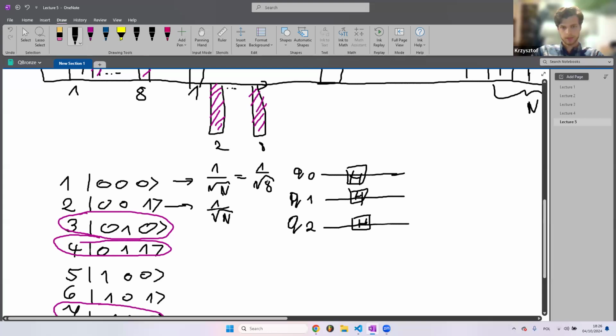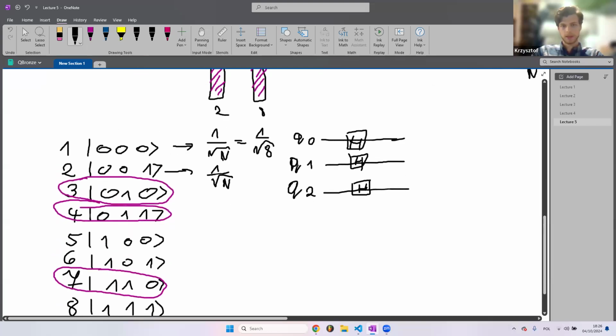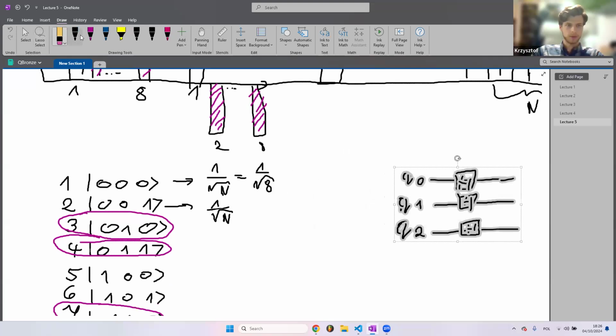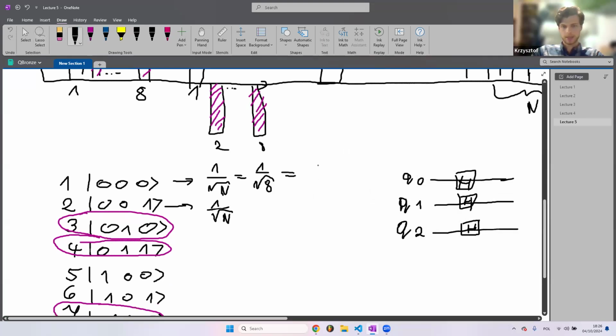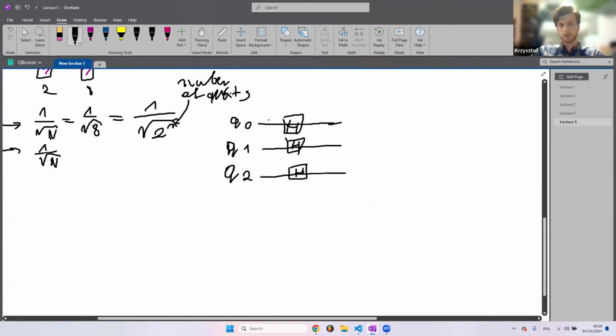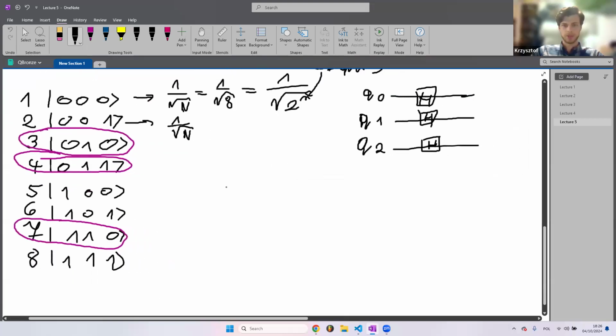1 over square root of 8, because we have 8 elements. But you could also write it in terms of the number of qubits. In terms of the number of qubits, you would write this as 1 over square root of 2 to the n, where n is the number of qubits. Let's see now what state we get after applying Hadamards to each qubit.